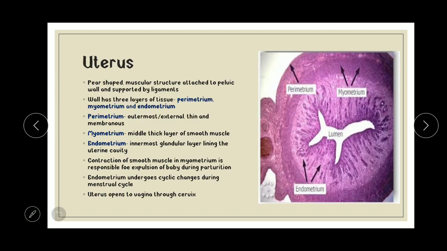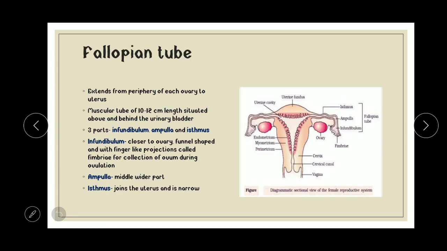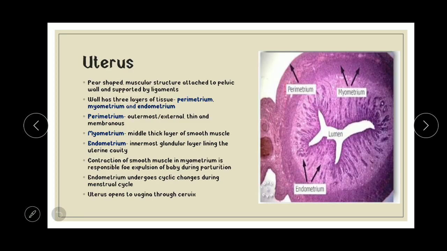Now come to the uterus. The uterus is a pear-shaped organ. In this diagram you can visualize the uterus. This is the main part, the uterus. It is a pear-shaped muscular structure attached to the pelvic wall and supported by ligaments. Ligaments are specific tissues that are helpful for attachment, like tendons, ligaments, etc.